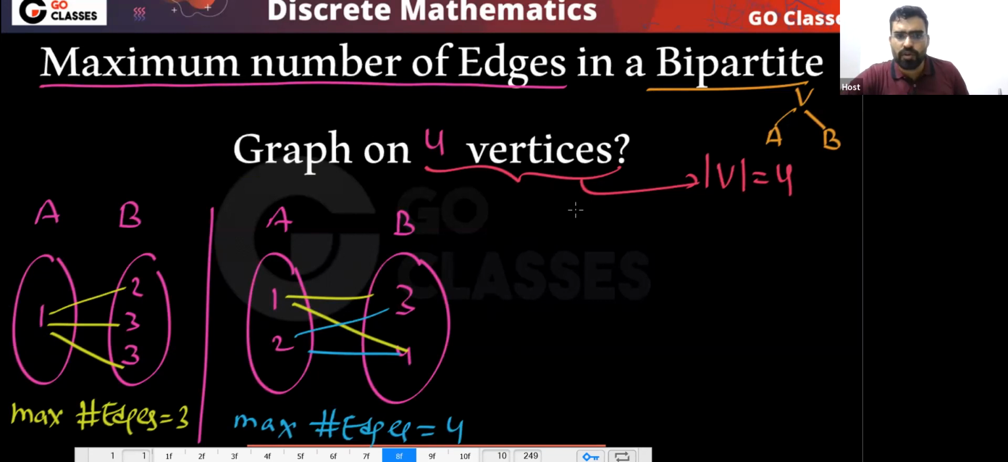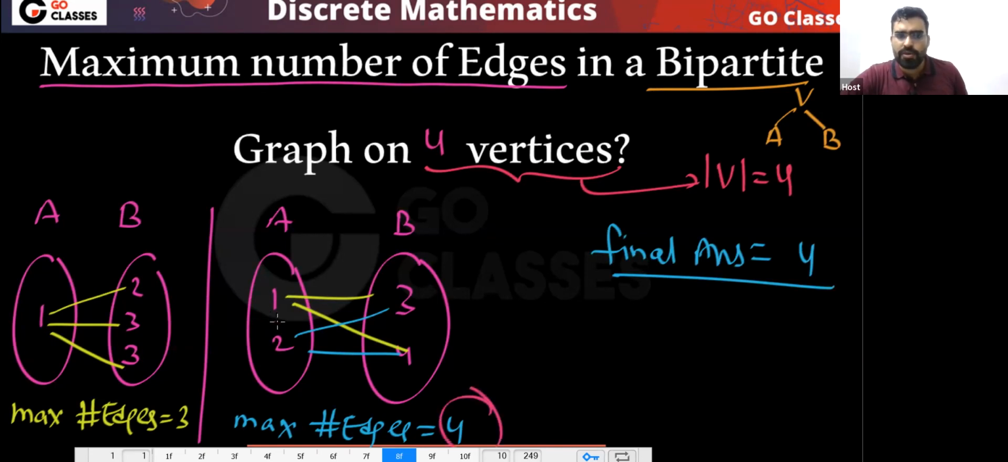So in this question, what will be the answer? The question is asking, you have a bipartite graph on 4 vertices, then what is the maximum number of edges? So the final answer will be 4. Because whatever you do, only this you can create. Like this, 4 is the maximum. You cannot create more than this.